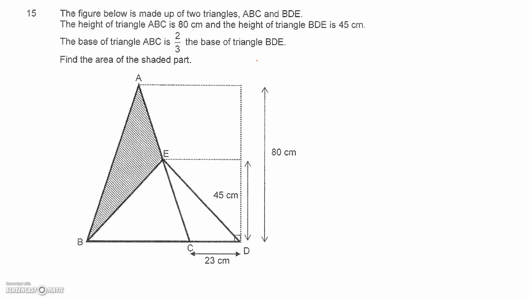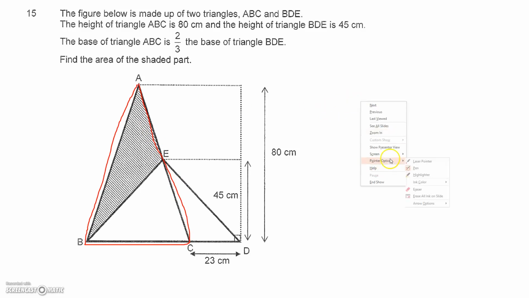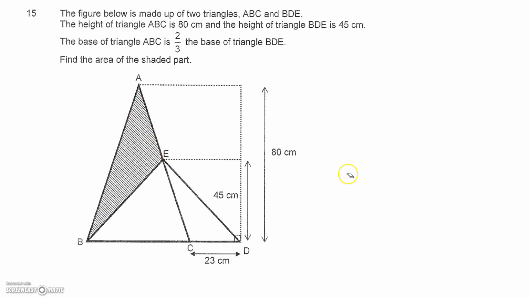Okay, now let's go on to question 15. Question 15, they are made up of 2 different triangles. You have got triangle ABC, you have got triangle BDE. So triangle ABC is over here. If you follow my pointer, ABC, this is the first triangle. Now you also have got a second triangle, and the second triangle is BDE, which is BD all the way to E, this triangle over here.